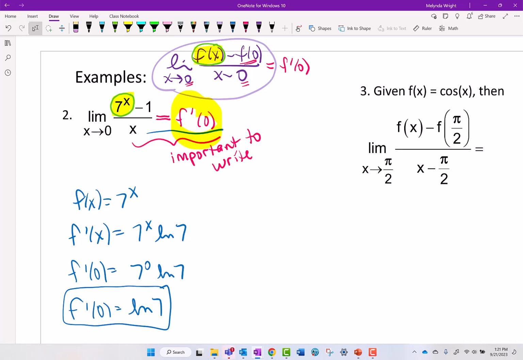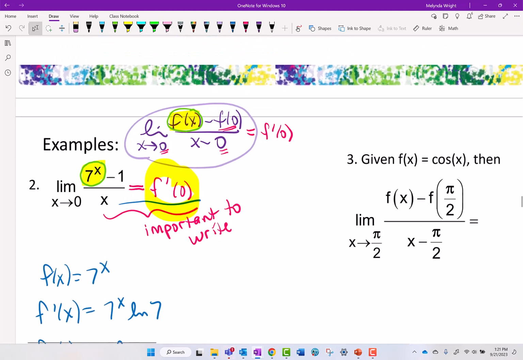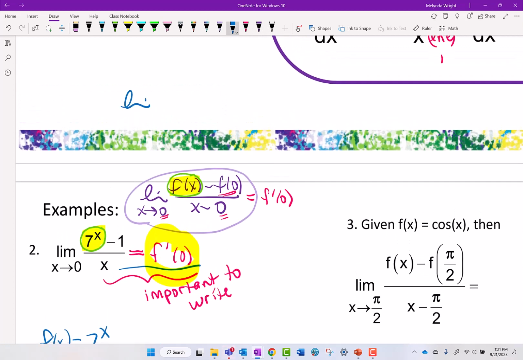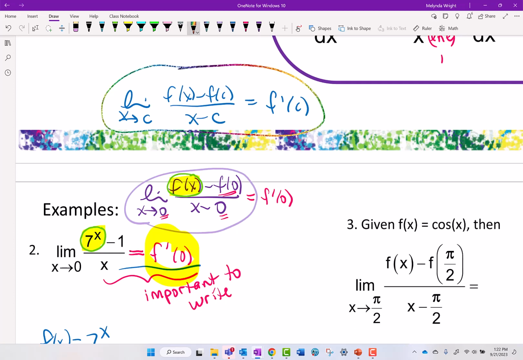Okay, so let me write out the formal alternative form. So the limit as x goes to c, I don't remember if we use a, b, or c in our formulas, it doesn't matter, of f of x minus f of c over x minus c. Okay, what this equals is f prime of c. This is a formula that we memorized, right? This is the alternative form of the definition of the derivative.